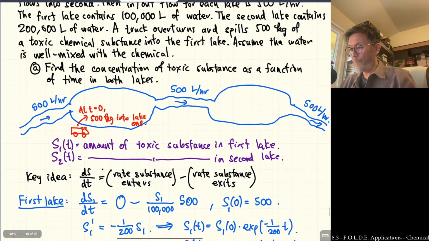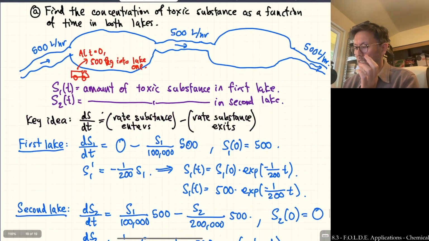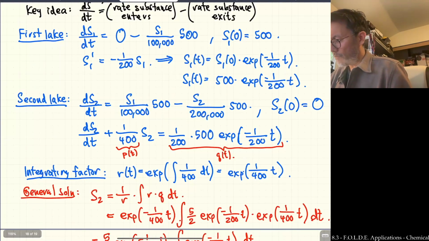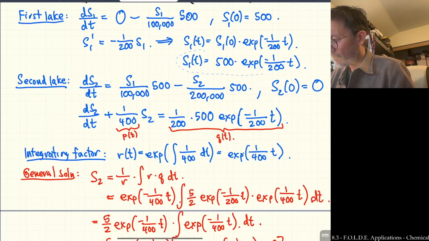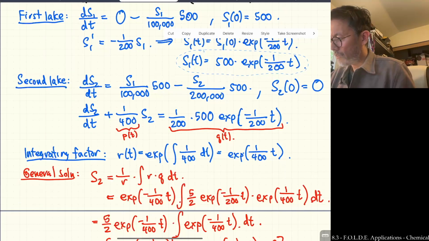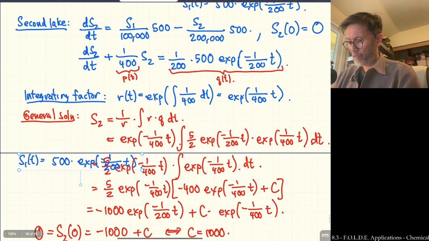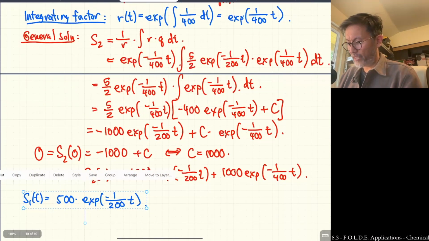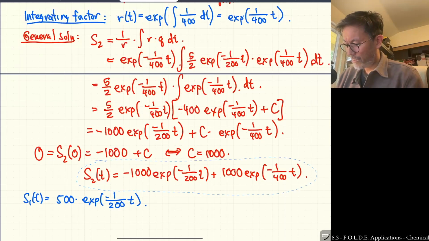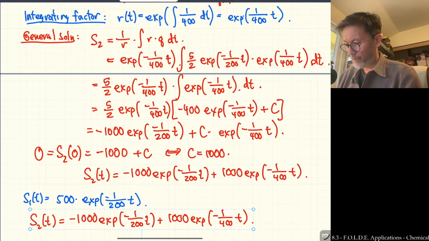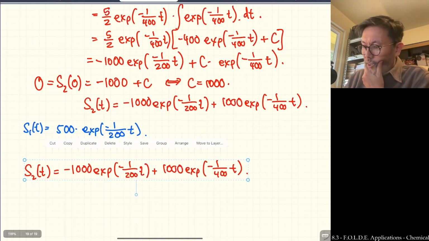Now don't forget what the problem asked for. I kind of forgot. It's asking for the concentration of the toxic substance in each lake. We have S1 in hand. Where is it? Here it is. I can duplicate it, and then I can move this down, move it even further down. There's my S1 of t. And now I've got S2 of t right here. Duplicate, and then I can move this down here. And then you know what I can do? I can do the following hack.